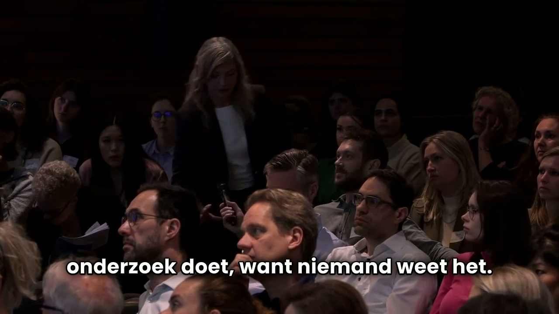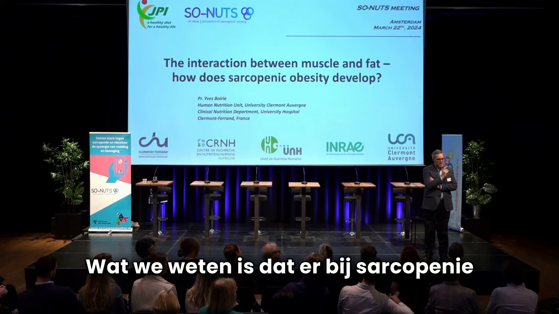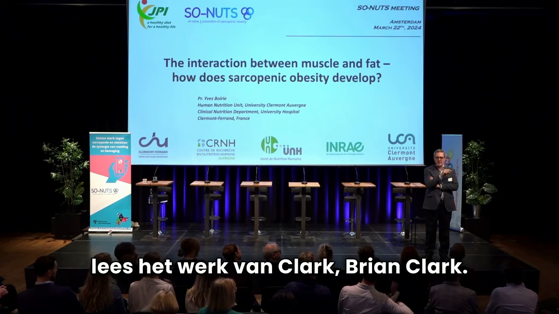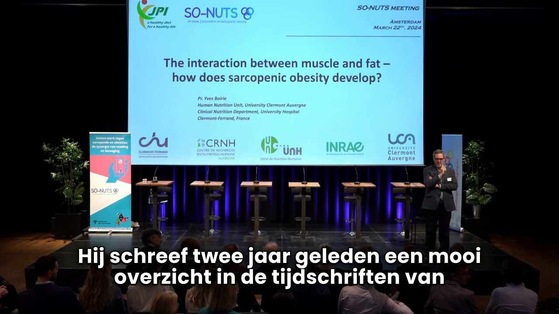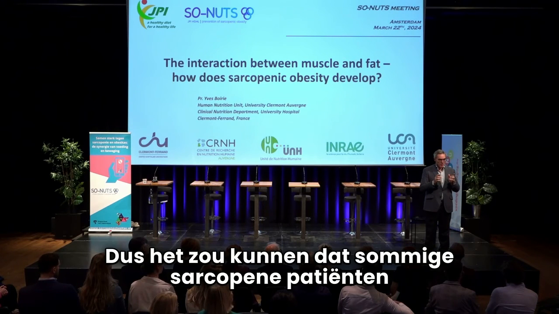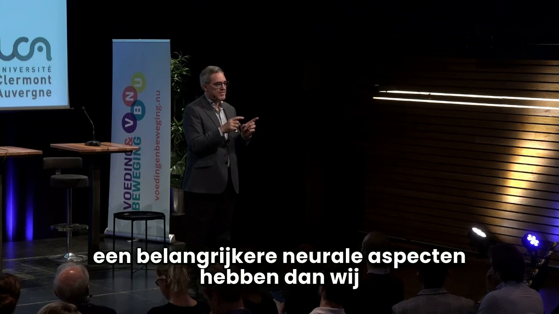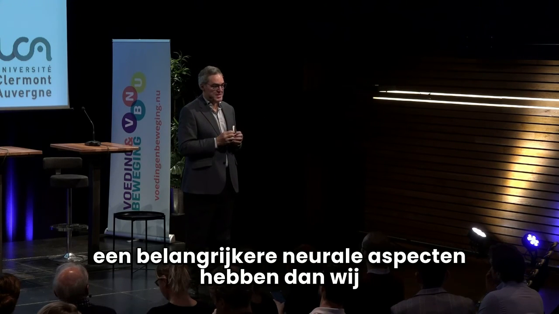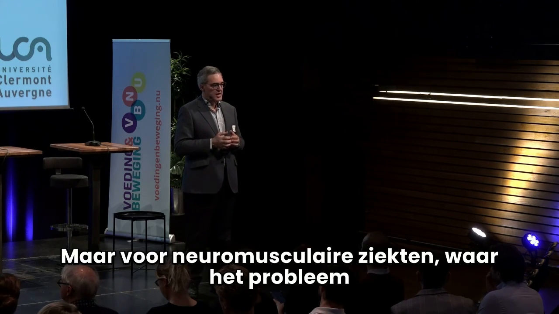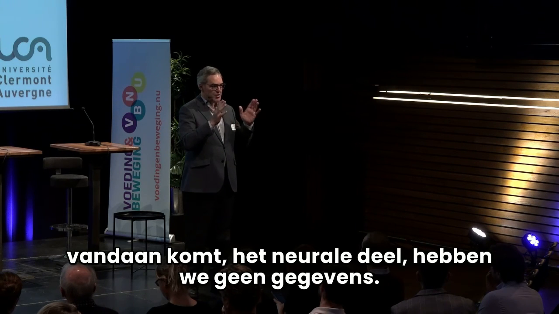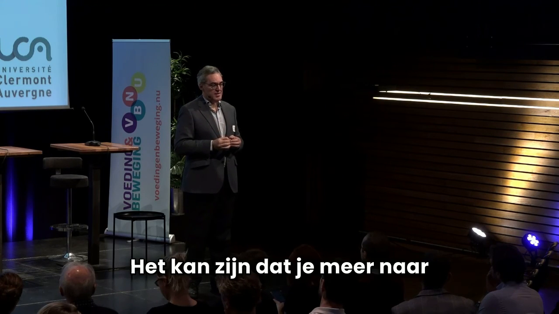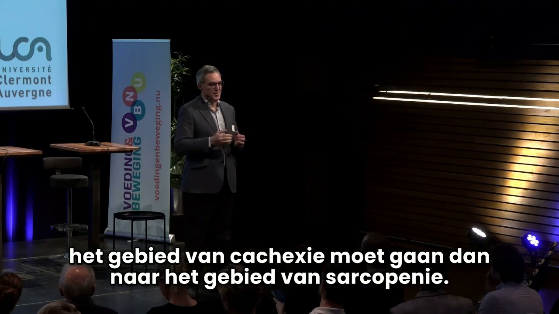Yeah, I think it's good that you're doing research because nobody knows. What we know is that in sarcopenia there's a component of neuromuscular aging. You can read works by Brian Clark, he wrote a very nice review in the Journals of Gerontology 2 years ago on all the neural aspects. So it might be that some sarcopenic patients have a more important neural involvement than we think, and those would not respond to nutrition and might only respond to exercise. But as for neuromuscular diseases where the problem comes from the neural part, we don't have data. It's not so frequent and we don't have data. So you need to approach it, and it might be that you have to go more to the field of cachexia than to the field of sarcopenia.